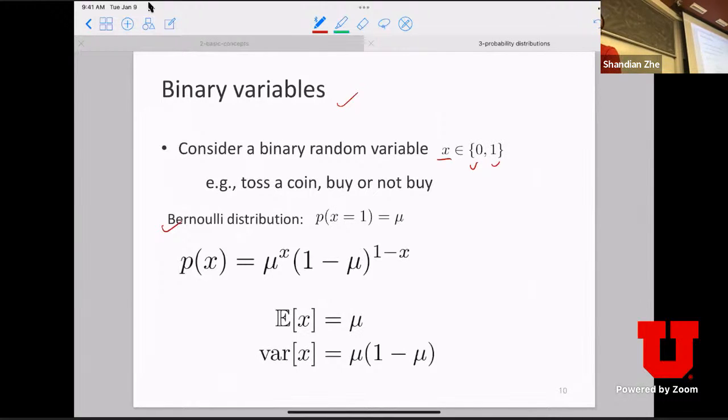The Bernoulli distribution is simple. We just assume there's a parameter mu, which determines the chance that the random variable takes 1. Then we can write down the probability of your random variable in this way: mu to the power of x times 1 minus mu to the power of 1 minus x. If x is 1, then this probability is mu. If x is 0, then the probability is 1 minus mu. And we have a nice form of expectation and variance. The expectation of x is simply mu, and the variance of x is mu times 1 minus mu.